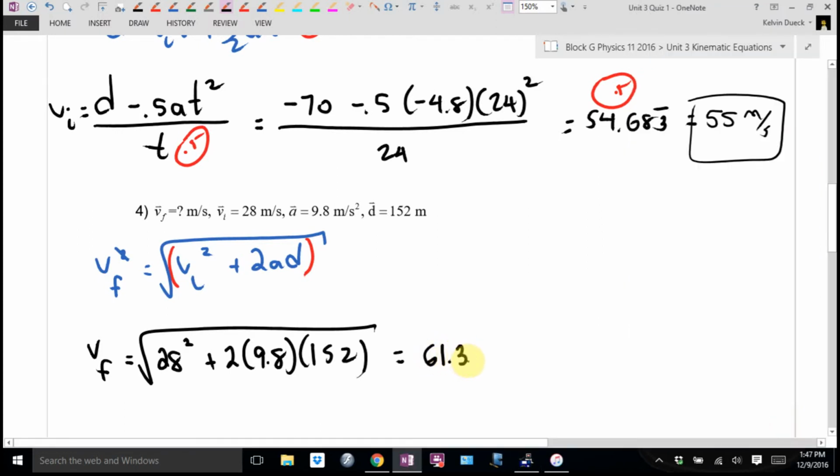Wait a minute. How many sig figs should I go to here? So I'm going to write my final answer as 61 meters per second, but I would totally take 61.3. Once again, 1 mark for the equation. I would give you a half mark for putting in the square root, and then a half mark for the number. And then I would turn the page.